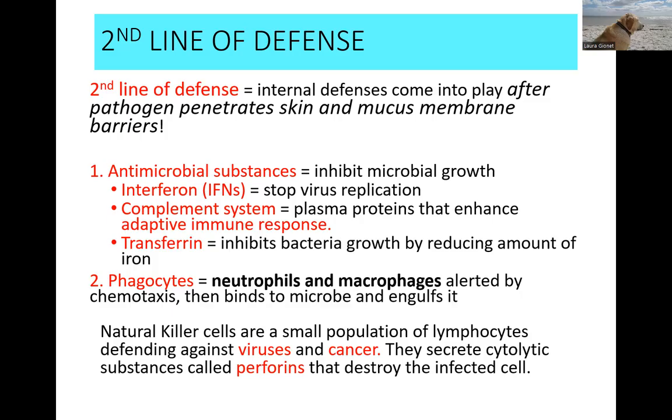Natural killer cells are a small population of lymphocytes defending against viruses and cancer cells. They secrete cytolytic substances like a T lymphocyte will, called perforins, that come in contact with the surface of a cell and destroy the infected cell.